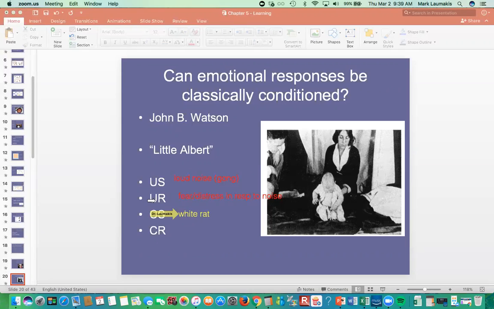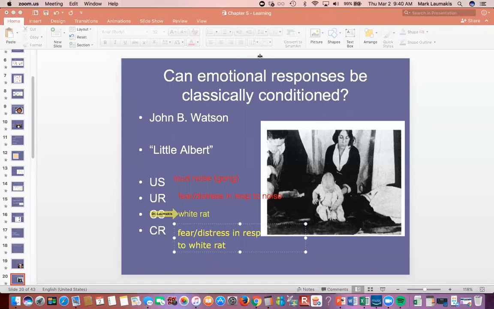Play the gong whenever the white rat shows up. And which one should come first, the rat or the noise? Yeah, the rat. So we're going to go rat, noise, rat, noise, rat, noise, 3, 4, 5, 6 times. You know what's ultimately going to happen? We're going to end up with a fear or distress response in response to the white rat.